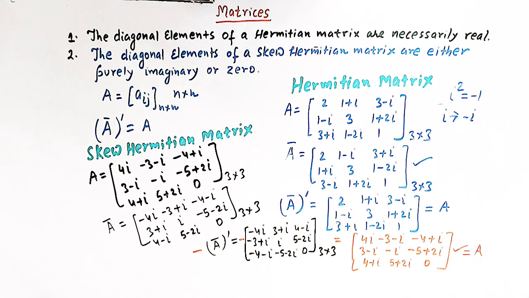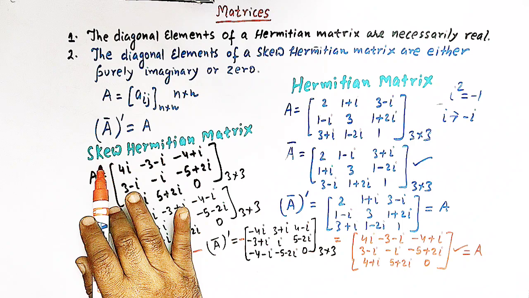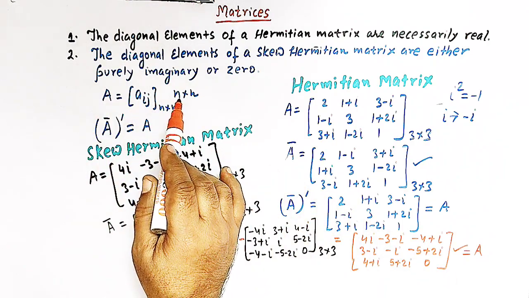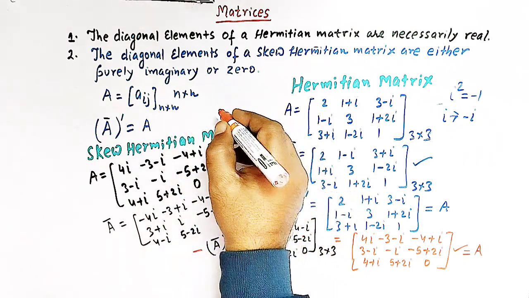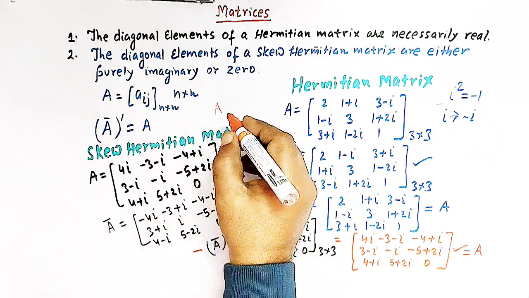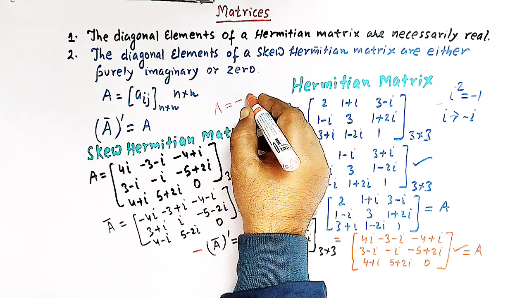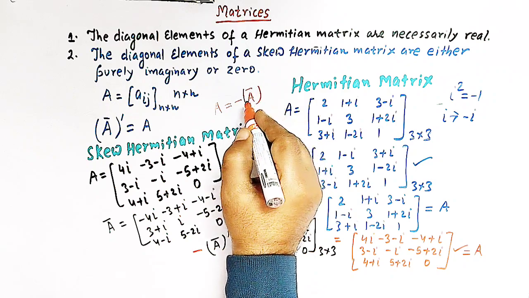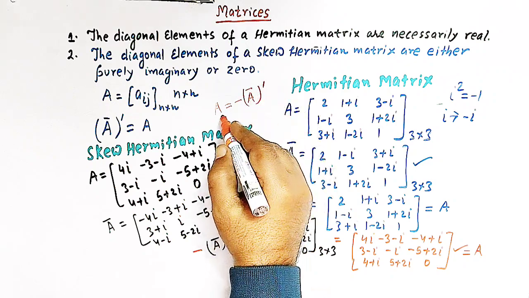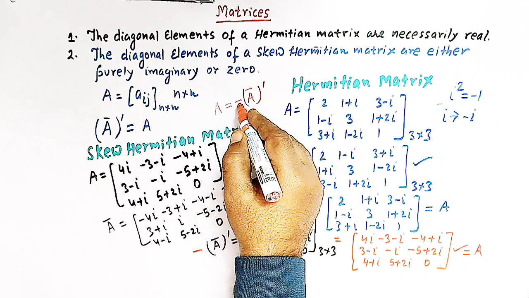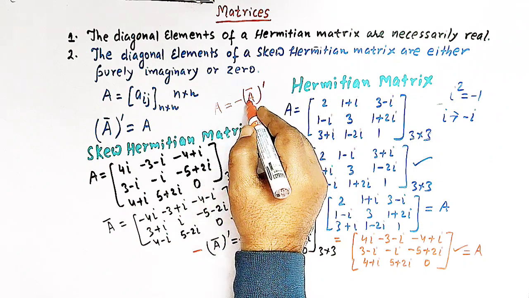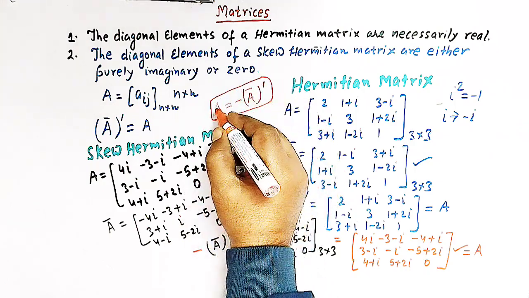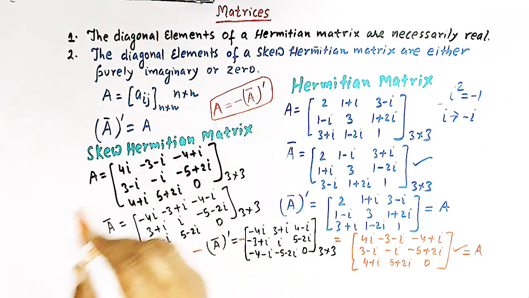So now we are in a position to define the skew Hermitian matrix. A matrix A, which is a square matrix of order n, is said to be a skew Hermitian matrix if the matrix A is equal to the negative of the transpose of the complex conjugate of matrix A, right? So if A is equal to the negative of the transpose of the complex conjugate of matrix A, then the matrix A is said to be a skew Hermitian matrix, right?